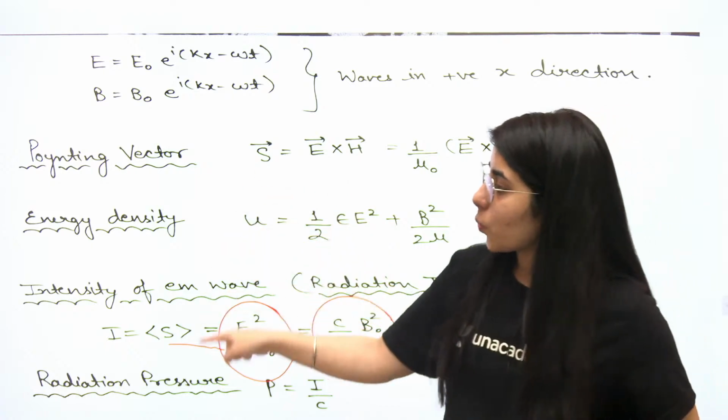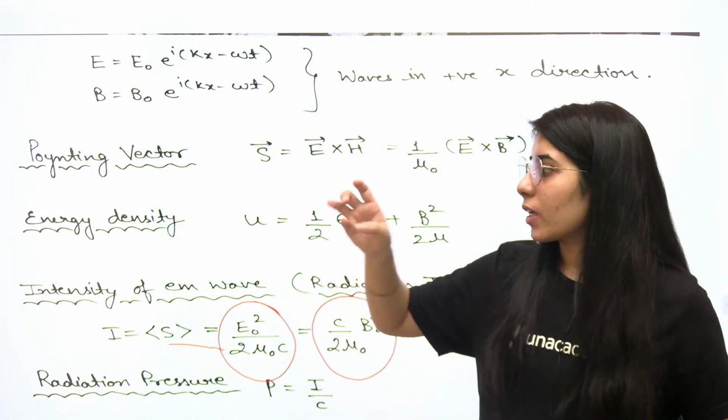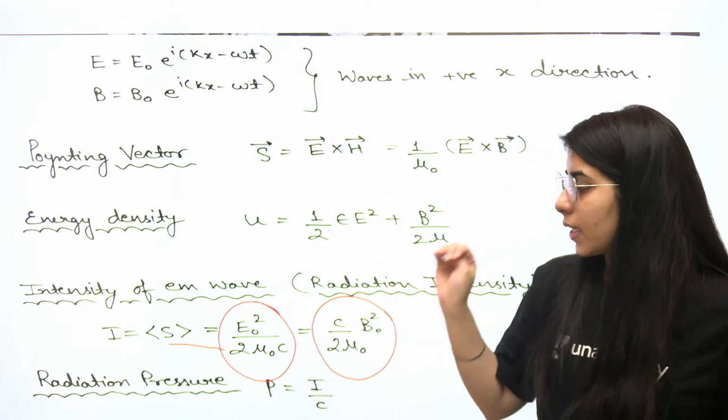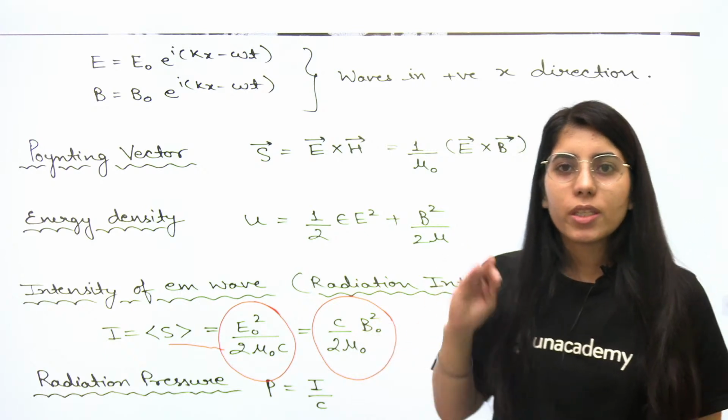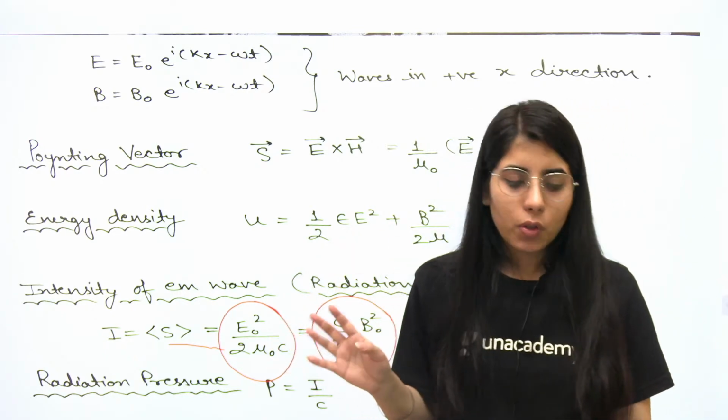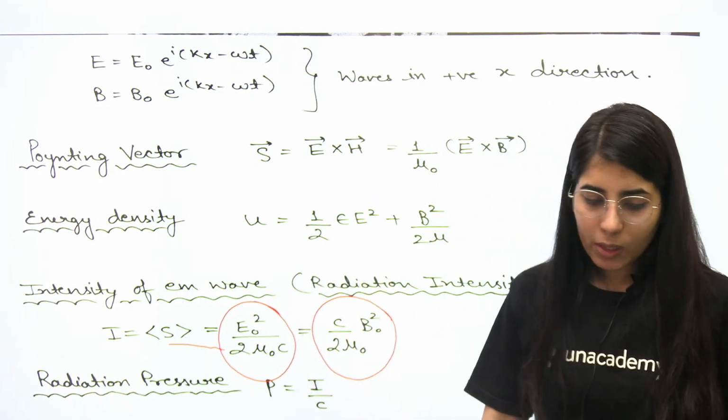And guys, all these points are very important. The Poynting vector, energy density, intensity, radiation pressure, radiation intensity. In any way they are going to ask you the question, you can consider these formulae.